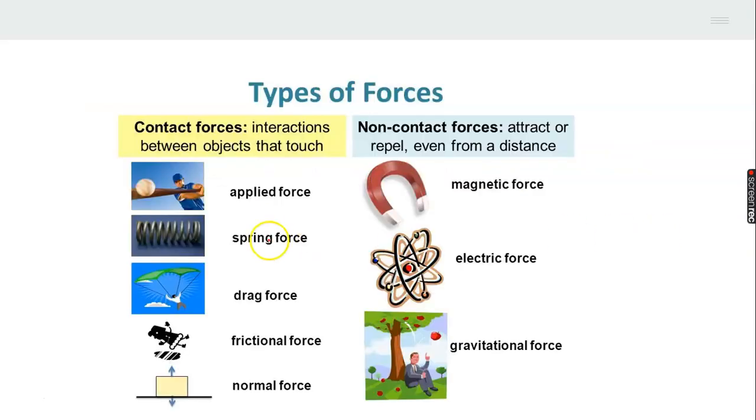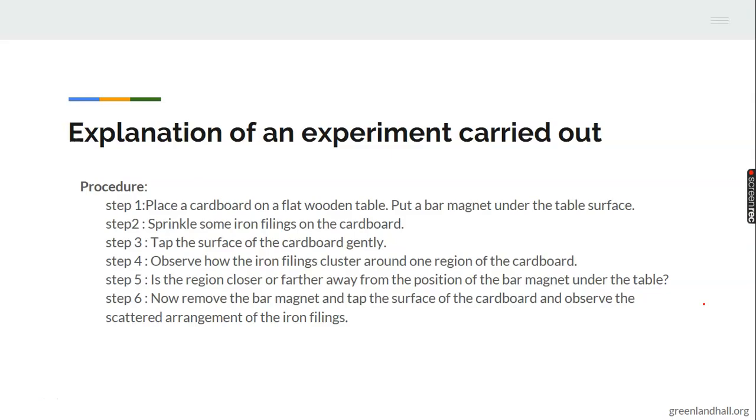These are the pictures representing the types of forces we have. Under here, you have the contact one, and here you have the non-contact. Have a very good look at them, and you will be able to differentiate between the two types of forces that we have. Explanation of an experiment carried out.